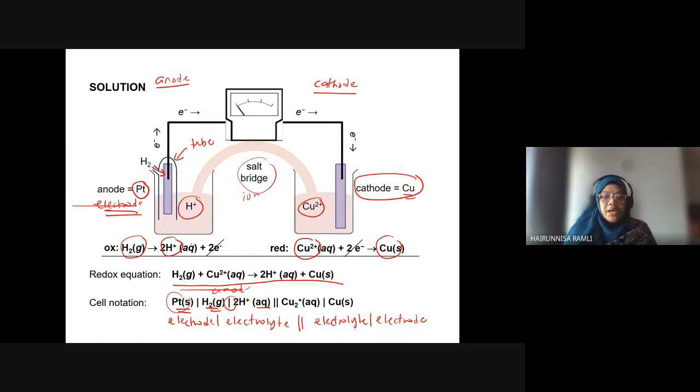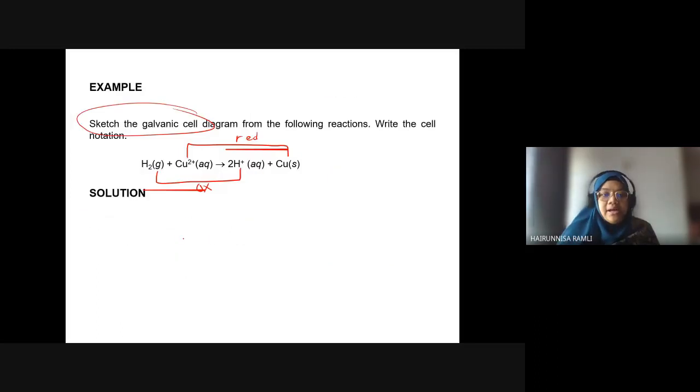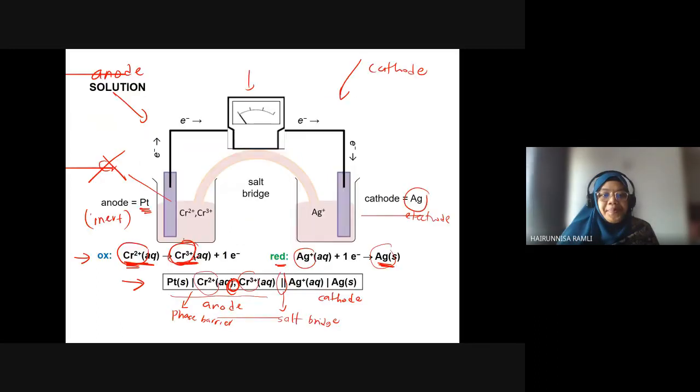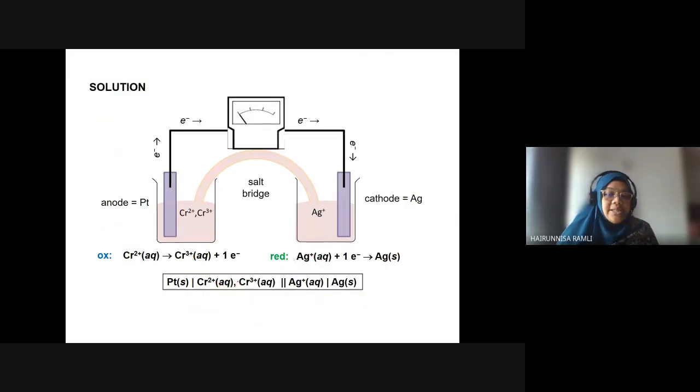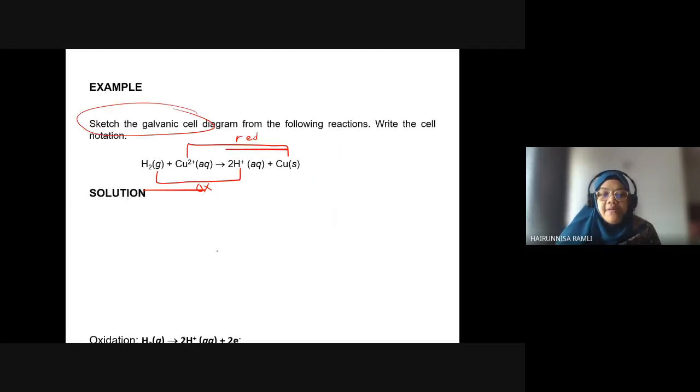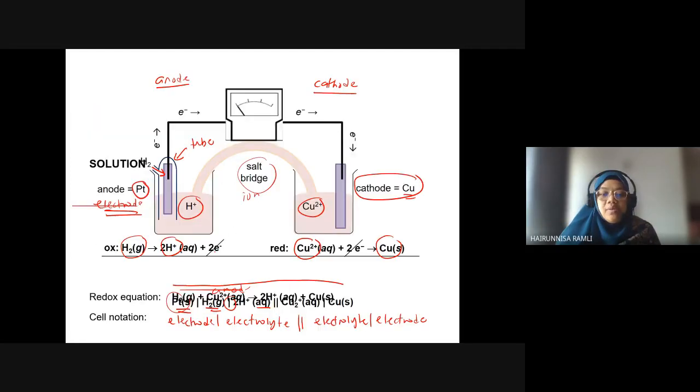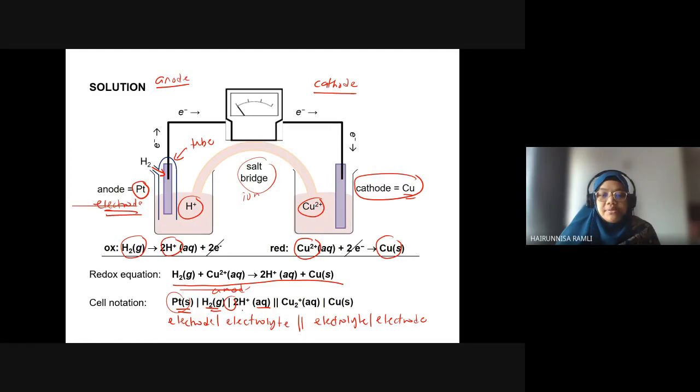Phase barrier. Kalau kes yang tadi, dia walaupun ada oxidation kat sini tapi same phase, so dia guna comma. Kalau different phase, even gas kepada aqueous, so kita akan guna slash lah.